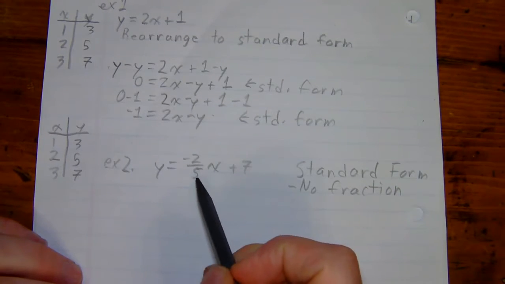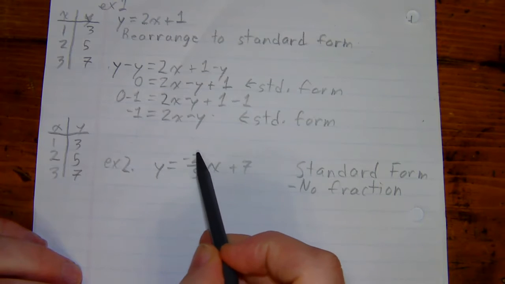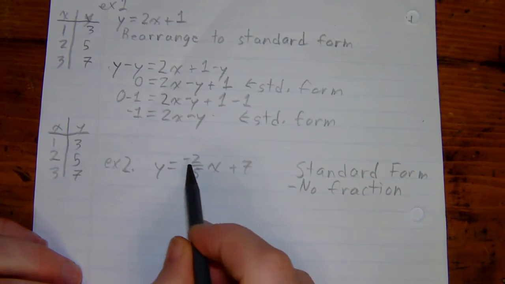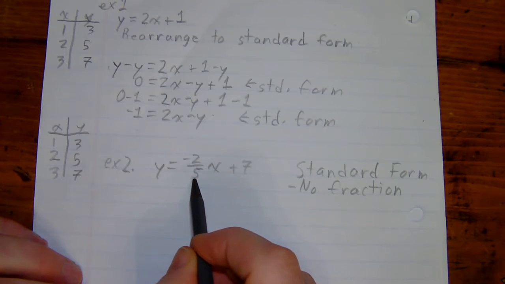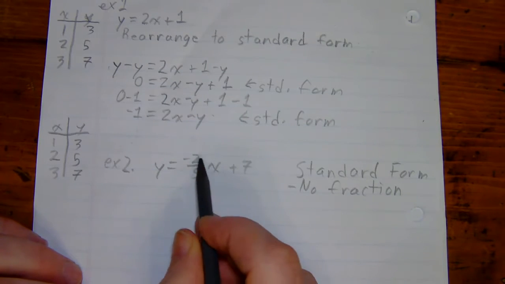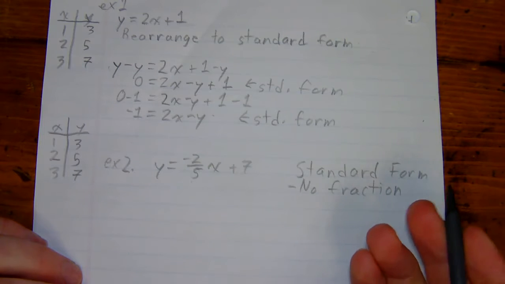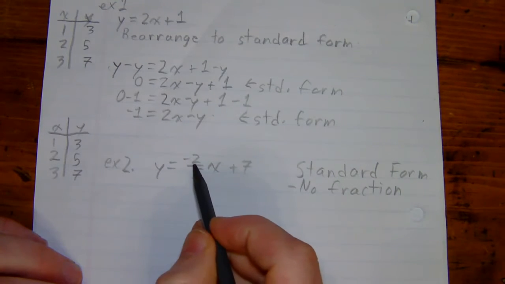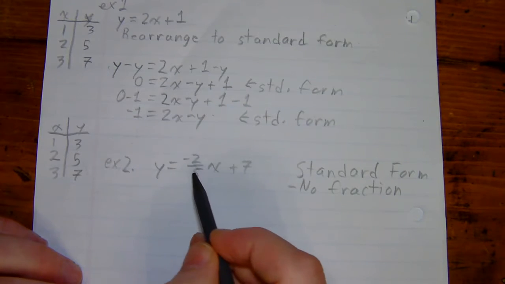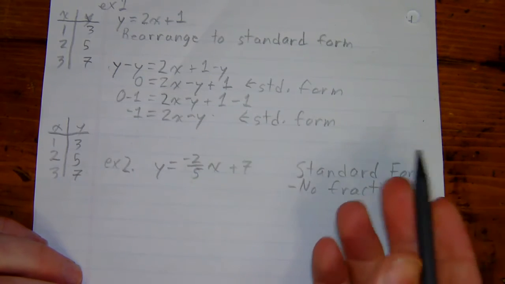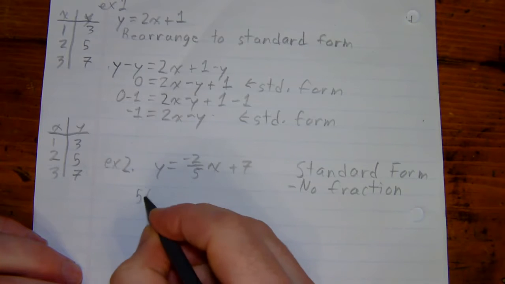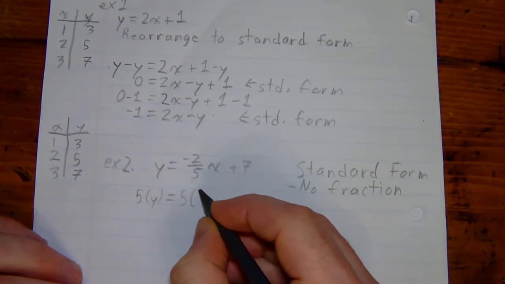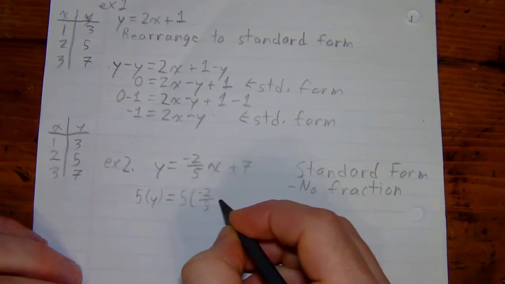So how do we get rid of fractions? Well, we remember that a fraction is a division, right? This is negative 2 divided by 5, and we just leave it as a division without actually calculating a decimal answer. To get rid of the fractions, we're going to undo a division. So if we're dividing by 5, what's the opposite operation? It's multiplying by 5. So I'm going to multiply by 5 both sides of the equation.